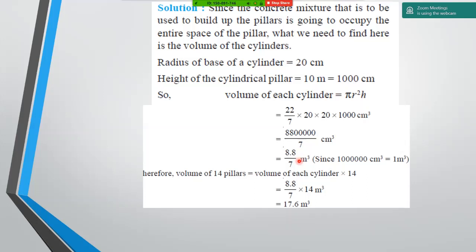Here I have done it separately. You could have done it together only: pi r square h into 14, and could have come down with the answer. I've done it separately so that you understand it stepwise, but you can always go ahead with it. 14 of pi r square h, that would be it. Shall I proceed to the next slide?